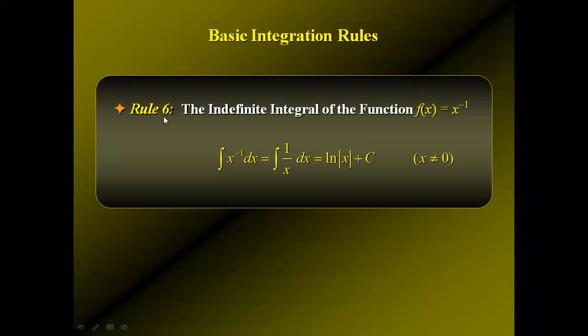Now another rule says the indefinite integral of the function f of x equals x to the minus 1. That means 1 by x integration will be what? ln x, or log x, same thing, plus c, the integral constant. But for this rule, we have to remember that x can never be 0, because something by 0 means what? Undefined. This is why x cannot be 0. In that case, 1 by x integration will be ln x.